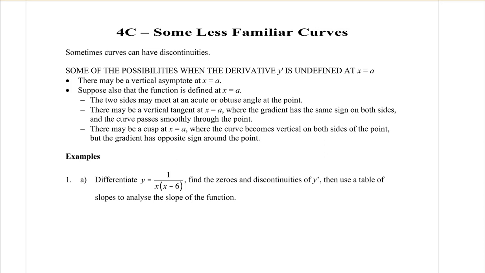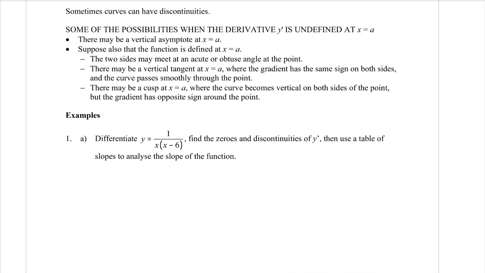Or, last one, there may be a cusp at x equals a, where the curve becomes vertical on both sides of the point, like our absolute value graphs. Remember the cusp, the pointy part. All right, so for the ones we're doing today, we're going to have to keep an eye out for those spots where we can't differentiate to see what is happening there.